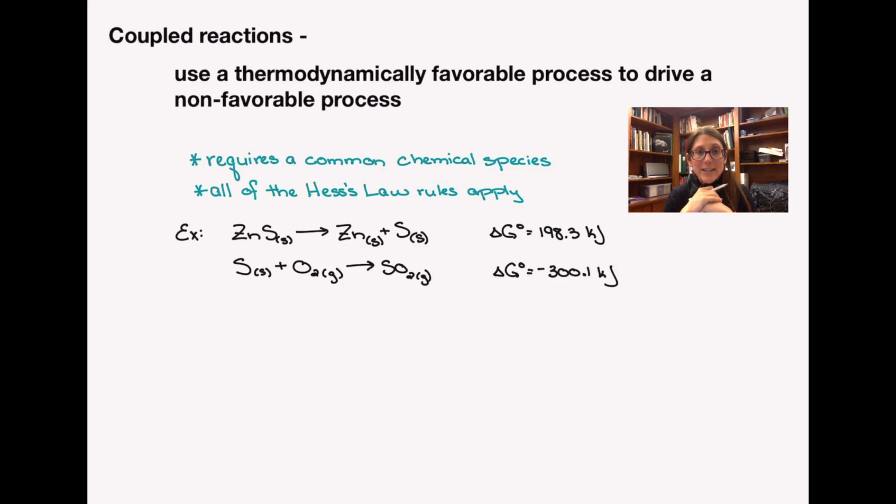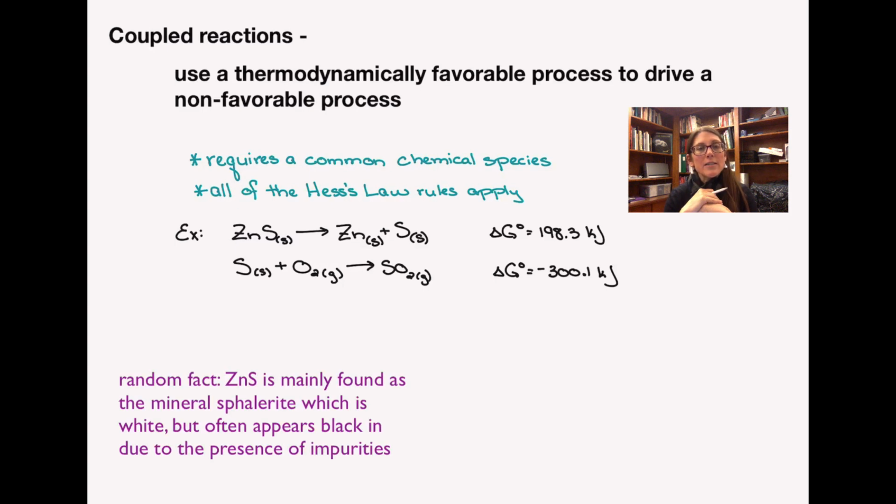If we take a look at the example I have down below, zinc sulfide is one of the common ores that zinc is mined out of the earth as. And really, when we mine it, we want the metal. But if you just try to decompose zinc sulfide into its component elements of zinc and sulfur, delta G for this process is 198.3 kilojoules per mole.